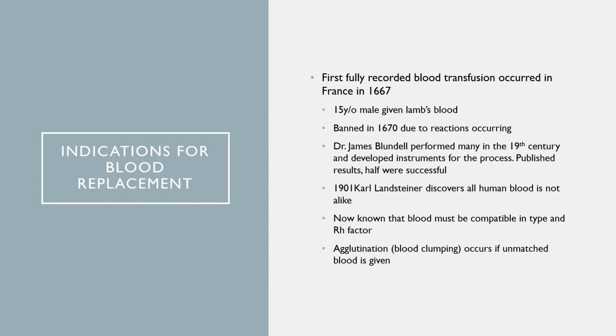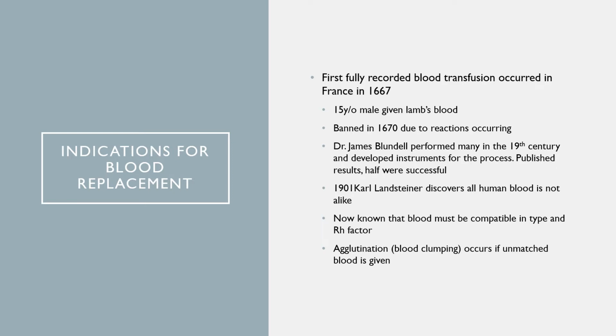All right, so some indications for blood replacement. The first fully recorded blood transfusion occurred in France in 1667. It was done on a 15-year-old male. He was given lamb's blood, and it was successful, probably because it was a very small amount. However, by 1670, they were noticing some reactions occurring with blood transfusions, so it was banned.